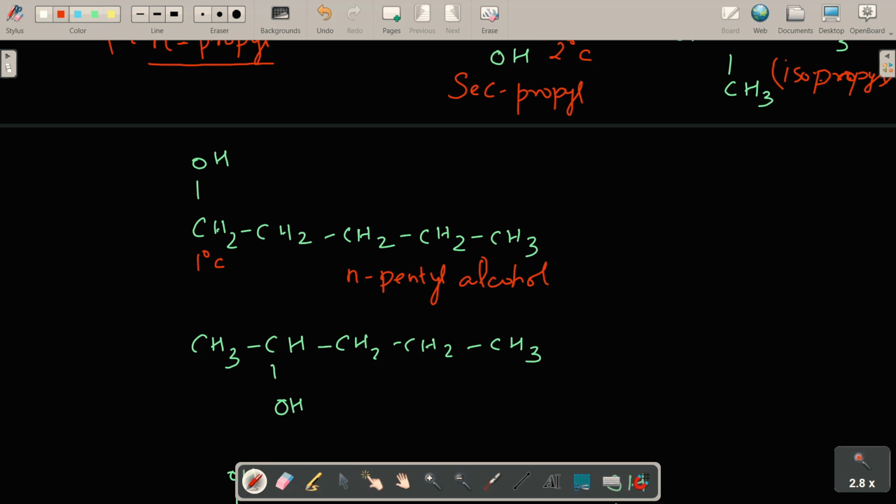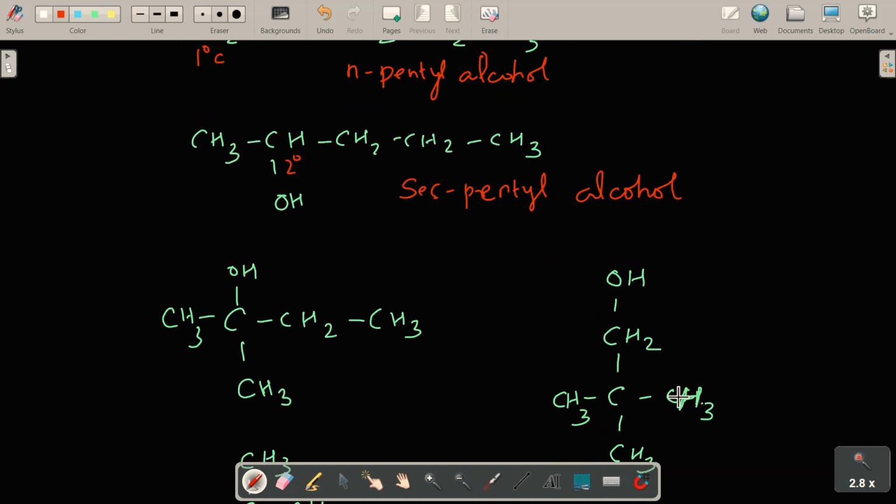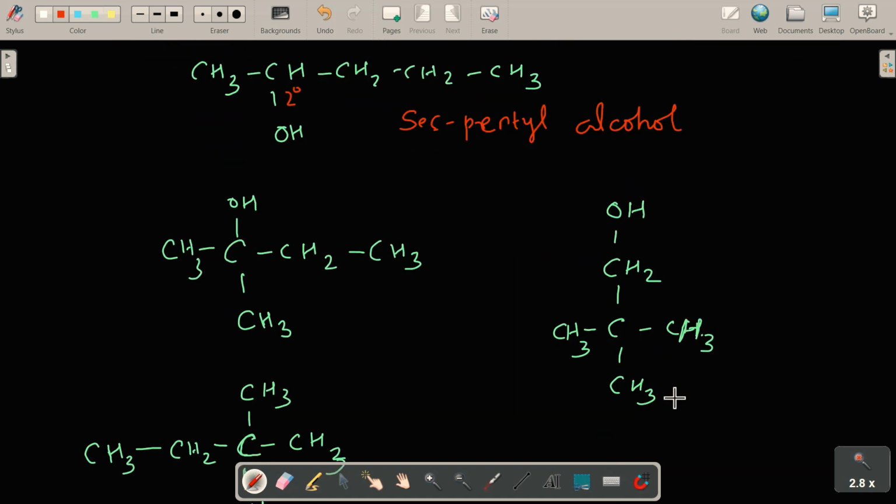So here this carbon atom is secondary. So we'll write the prefix SEC, secondary pentyl alcohol.